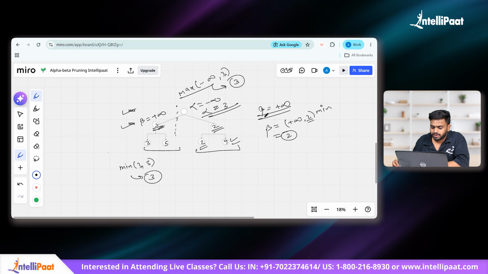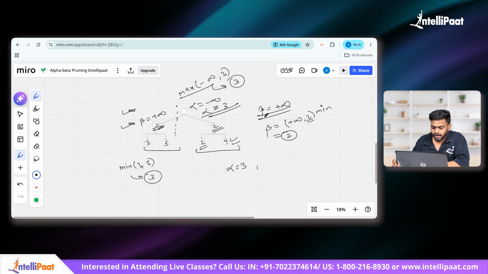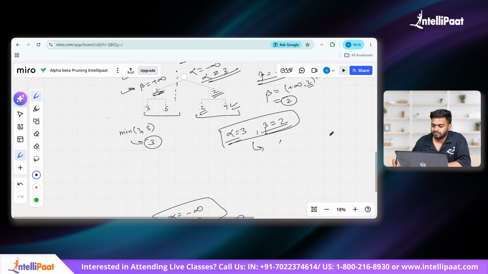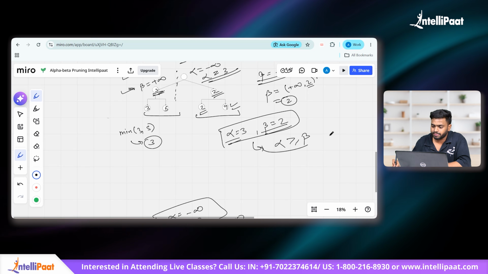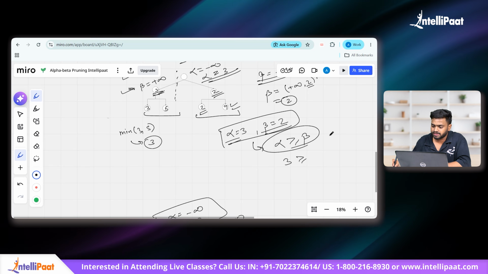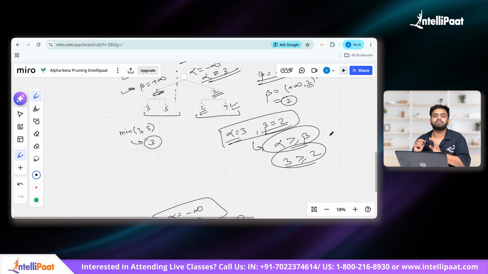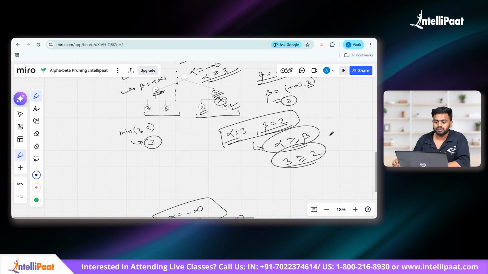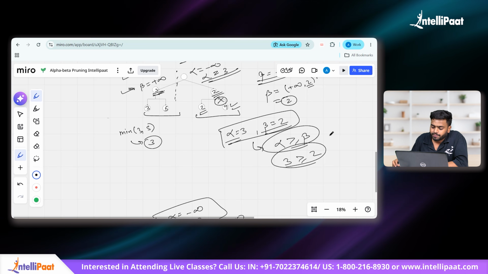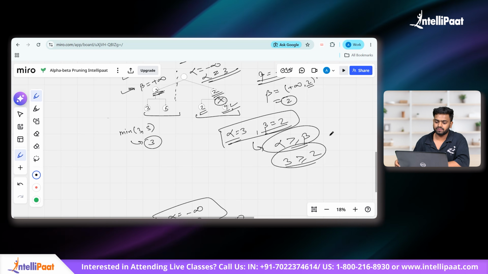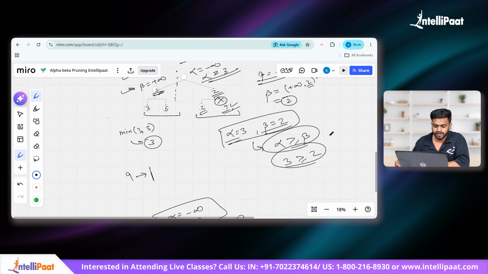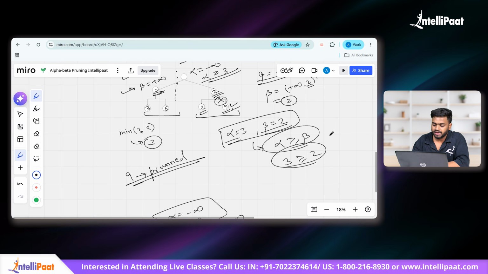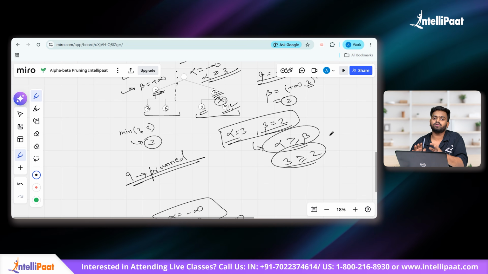So now we'll compare alpha is equal to 3 and beta is equal to 2. So in this case, alpha is greater than or equal to beta because 3 is greater than or equal to 2. So we will immediately stop exploring the rest of the tree. So we will immediately prune this part. The algorithm will immediately stop exploring the remaining child. So we say 9 is pruned over here, and we are not going to explore any more in the right subtree because we have already got the minimum value of 2 over here.